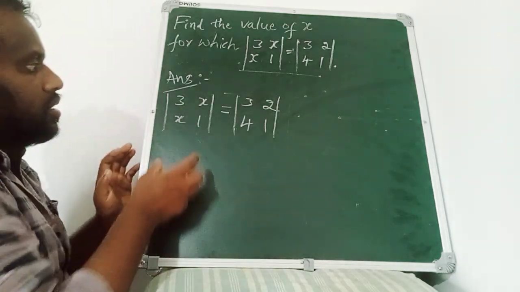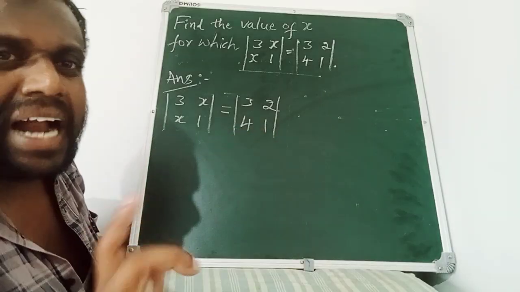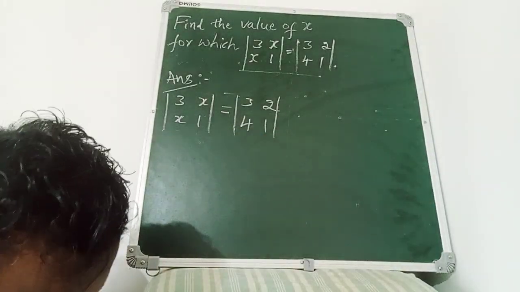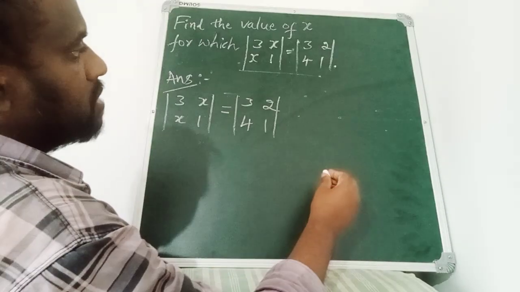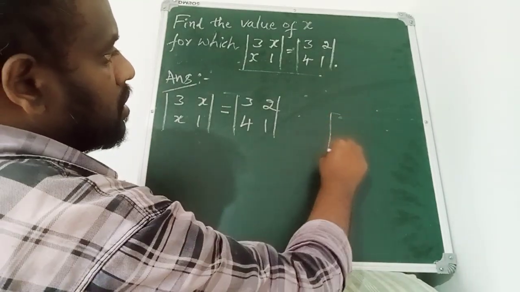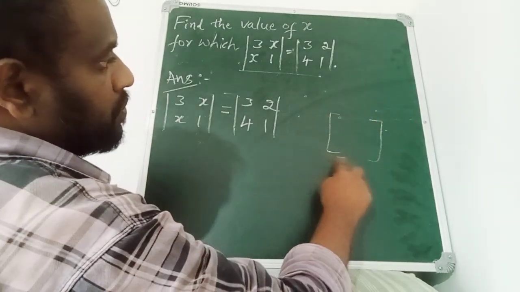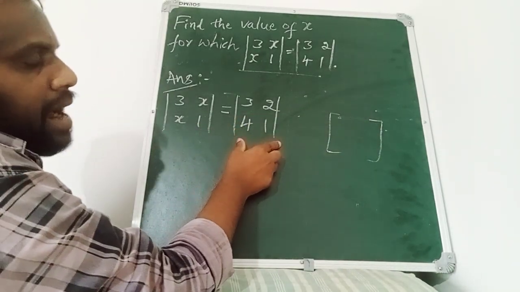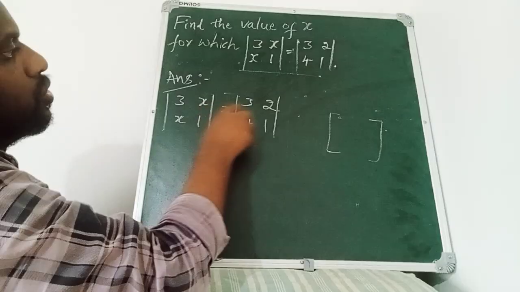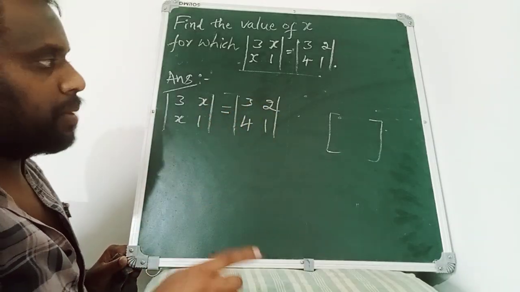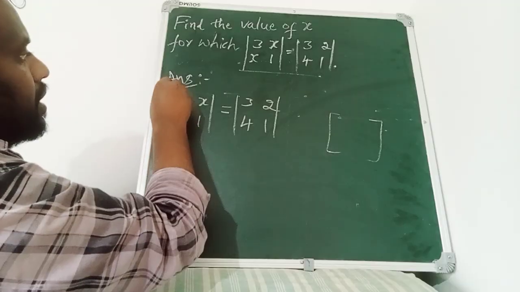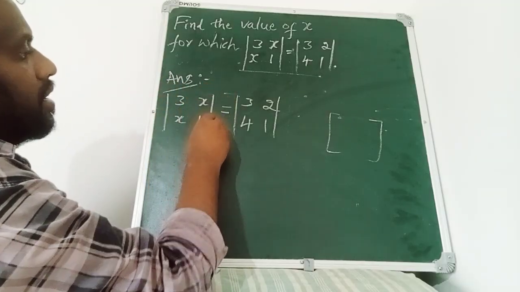Why? Because this and this are not matrices. How would matrices be written? We write a matrix like this, with square brackets. If square brackets are there, then it is a matrix. If this and this were matrices, then x is equal to 2, that is okay. But these are not matrices. See, there are no square brackets, vertical lines are there.